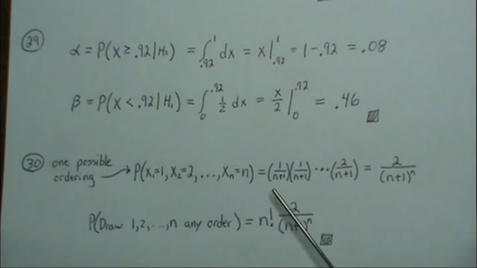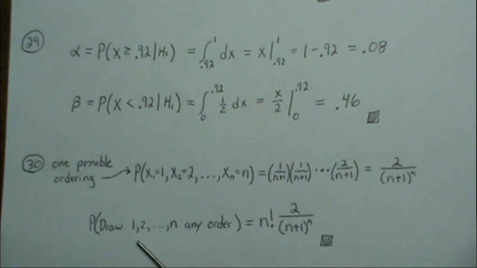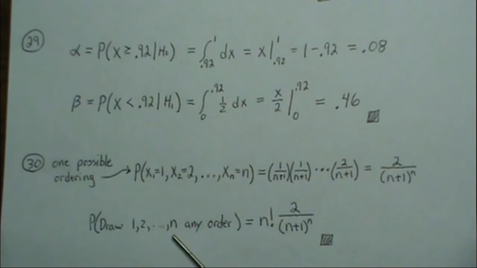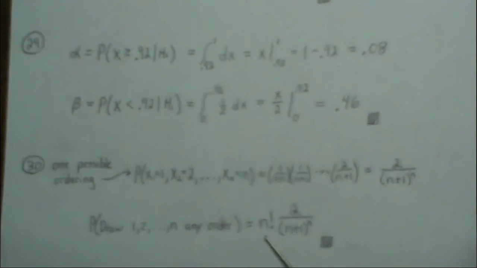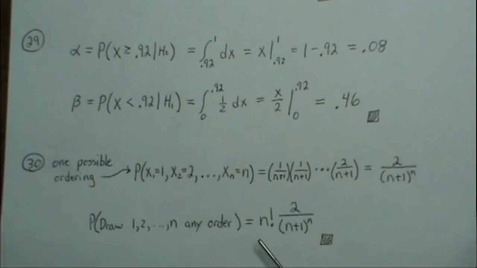So really, the probability that we draw 1, 2 through n in any order is the probability of the specific event, because they're all the same, times the number of ways you can mix them up. And the number of ways you can mix the numbers is n factorial. So this is the answer.